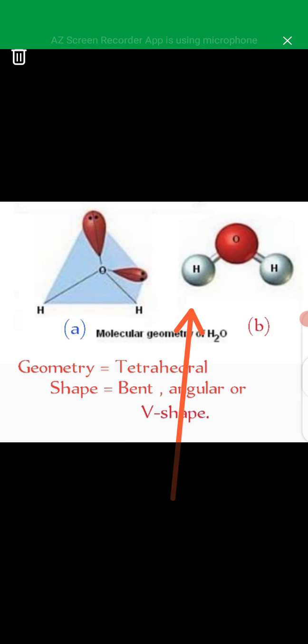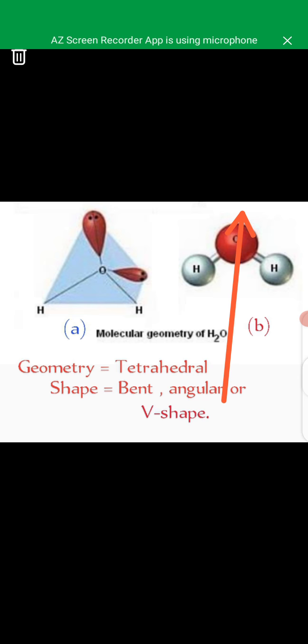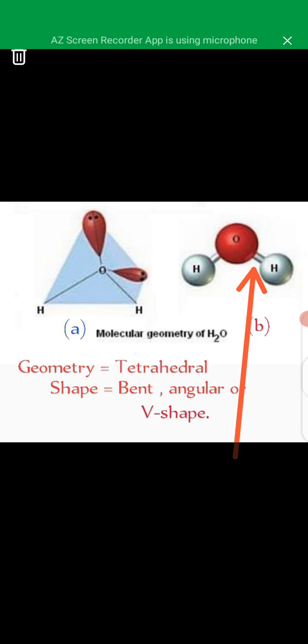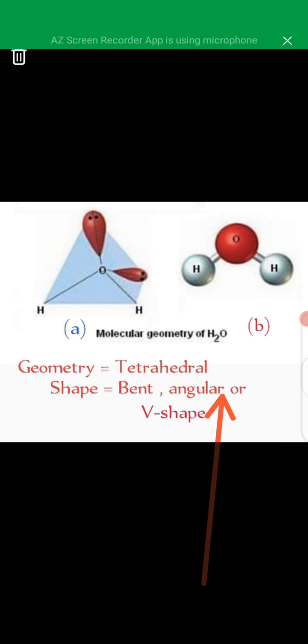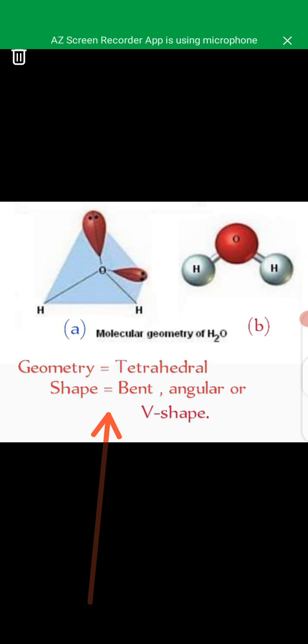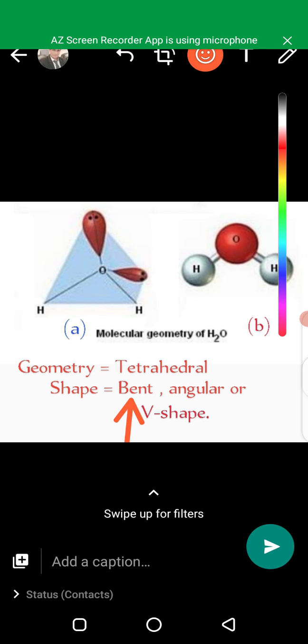But if we talk about the shape of a molecule, it is clear in this diagram there is no lone pair. I mean, we do not consider lone pairs of electrons in case of the shape of a molecule. So this will be called the shape of a water molecule, which I have mentioned here, that the shape of the water molecule is bent shape. Some people call it bent shape, some people call it angular shape, some people call it V shape. All of these three are valid.